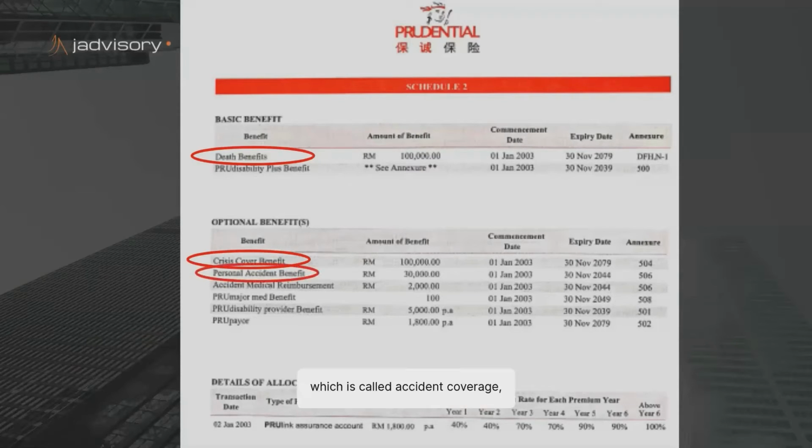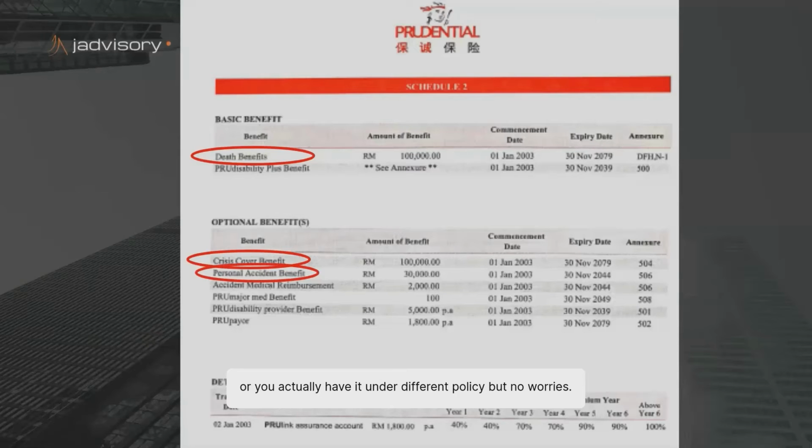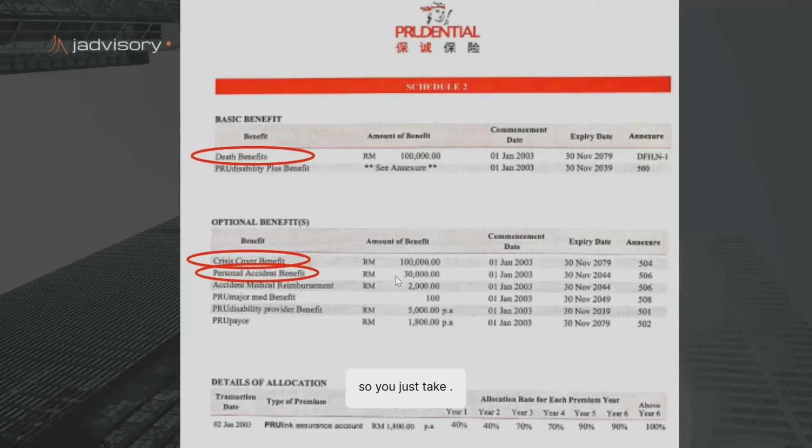The third one is called accident coverage, right? Some of you actually have this accident coverage within the same policy. Some of you actually have it under a different policy, but no worries. Anything with the word accident means it is a personal accident coverage. So you just take note. So in this case, you see it's 30,000.